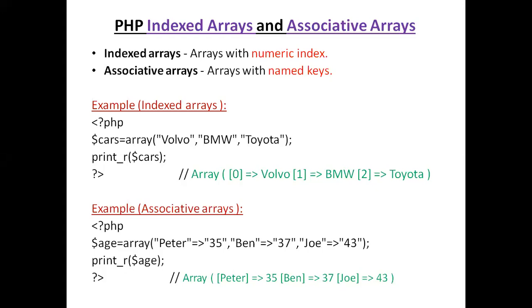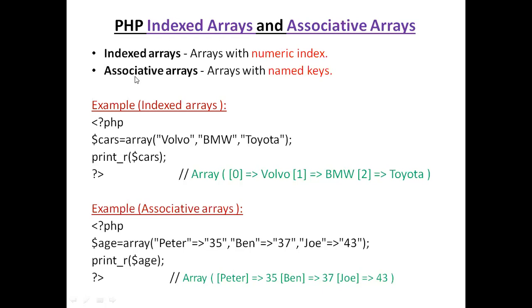So this is about arrays, PHP index arrays and associative arrays. As I explained before in today's class, we have two types of array here, index arrays and associative arrays. Index arrays are arrays with a numeric index. Numeric means 0, 1, 2, these are numbers. Index arrays have numbers 0, 1, 2, 3, 4. Remember, arrays always start from 0.